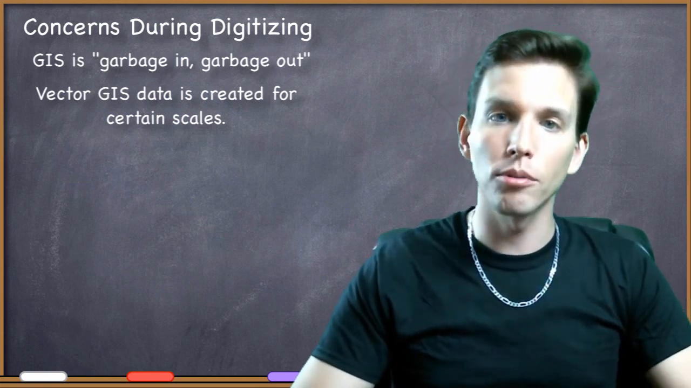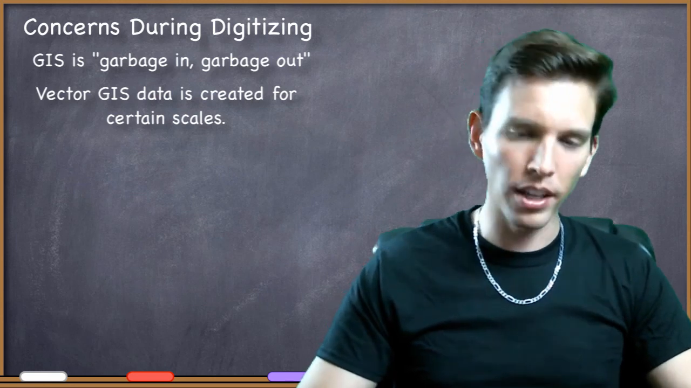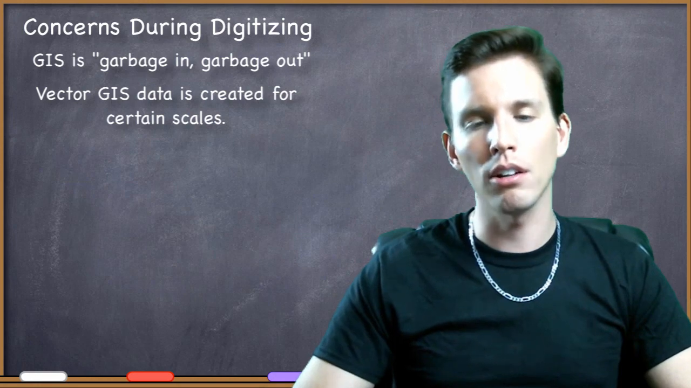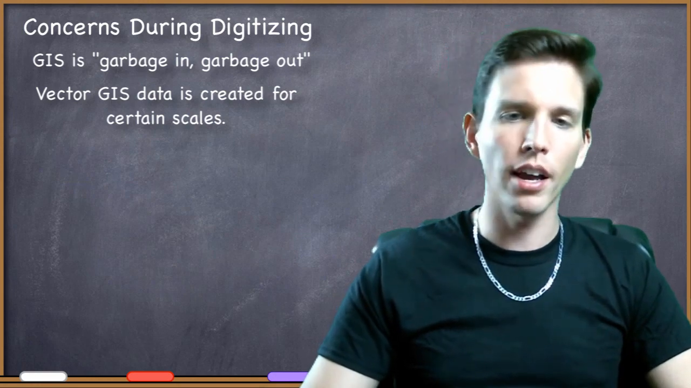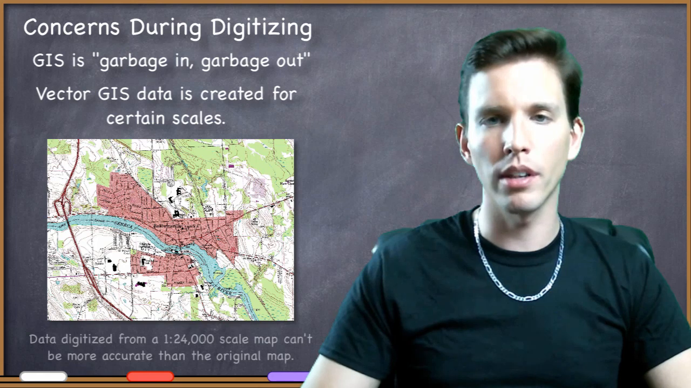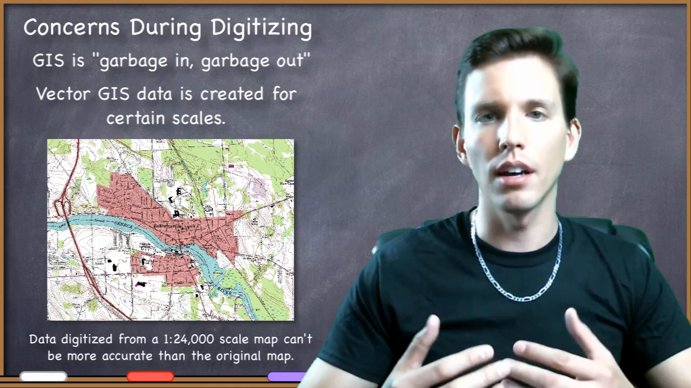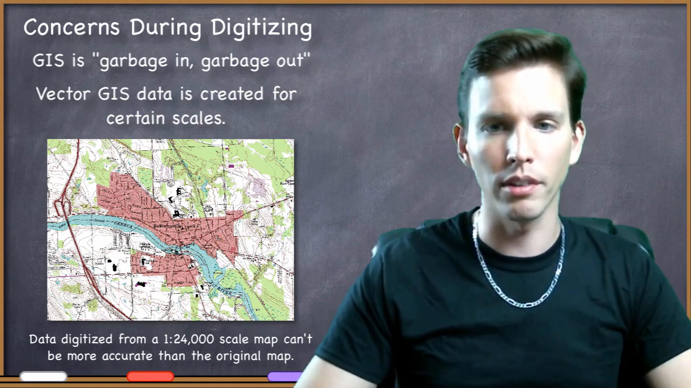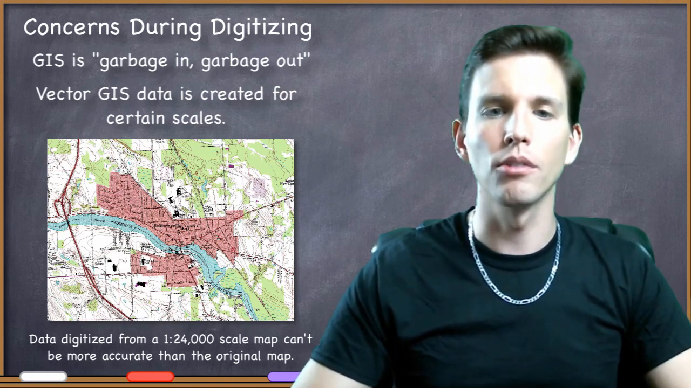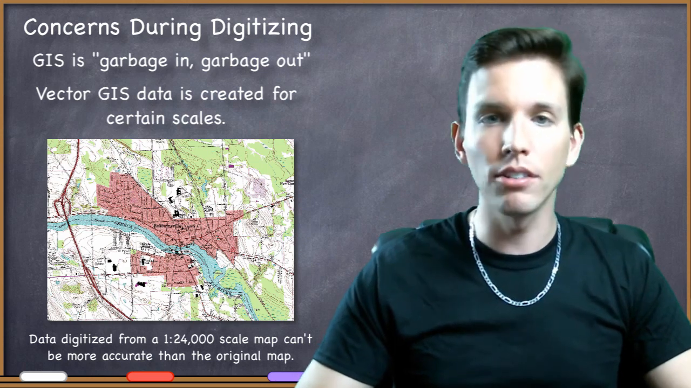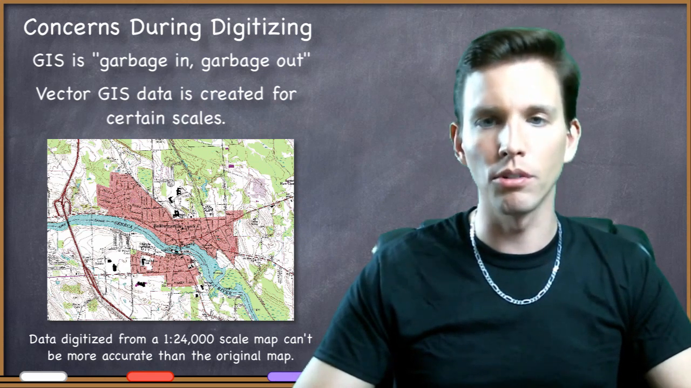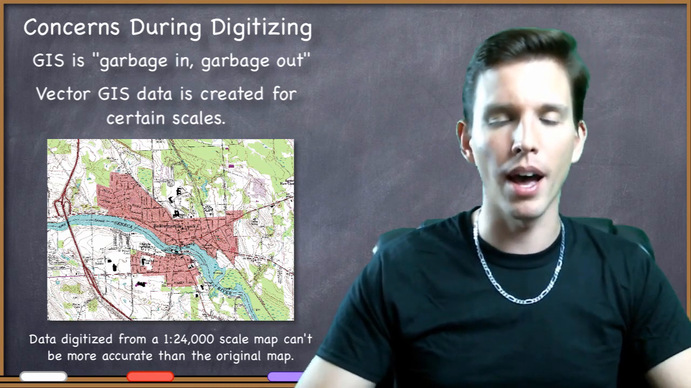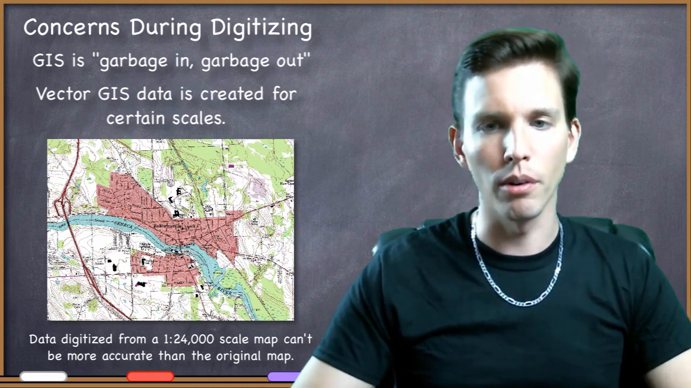When you're digitizing information from a hard copy map, the scale of the digitized file that's produced is going to be the same as the scale of the hard copy map. So if you're digitizing information from a 1 to 24,000 map, then the resulting data is also going to be appropriate for use at a scale of 1 to 24,000, and that needs to be reported in the metadata. I can't do analysis at a scale of 1 to 1,000 using data that was digitized from a map that had a scale of 1 to 24,000.